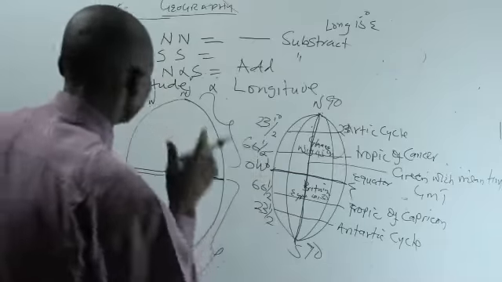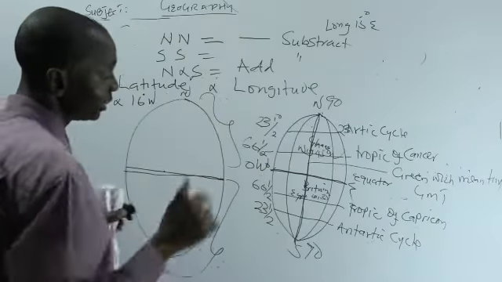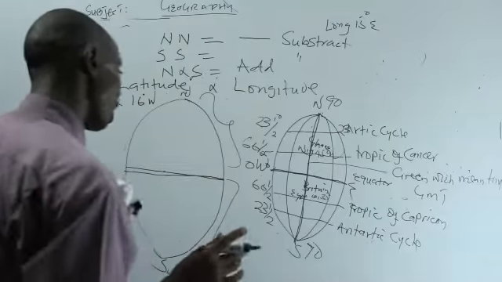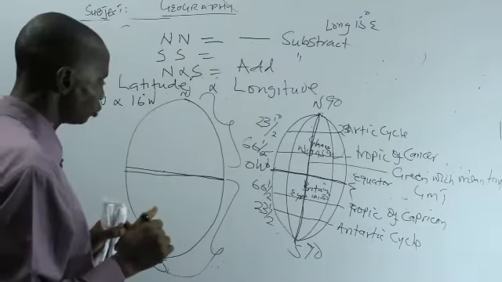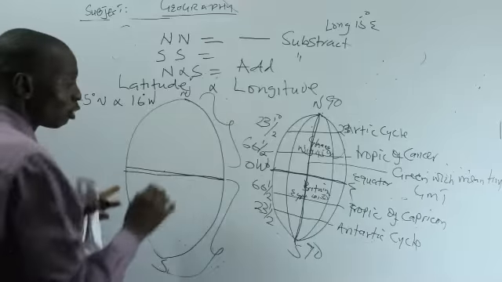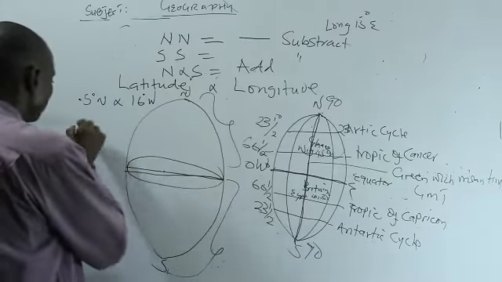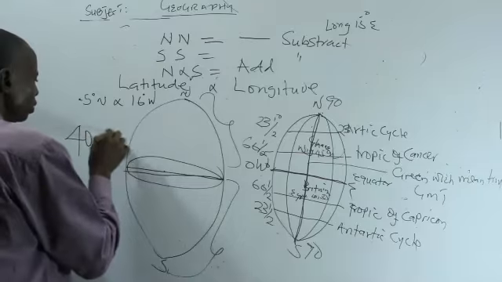Now, when we were discussing the 365 1/4 days, I was telling us that I'll do it now. I now remember perfectly. Now the circumference of the equator here is 40,085.